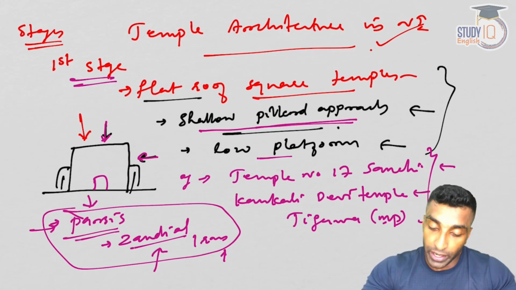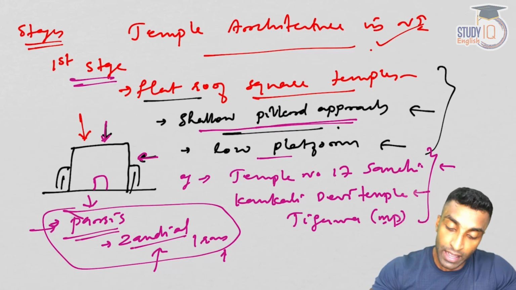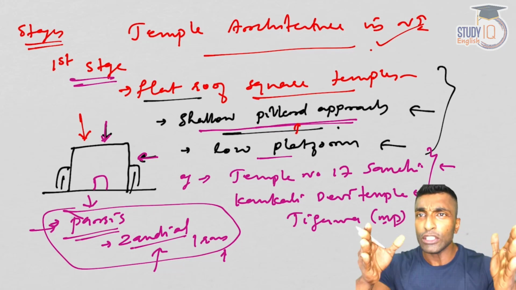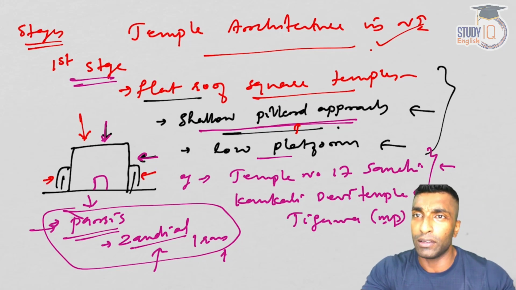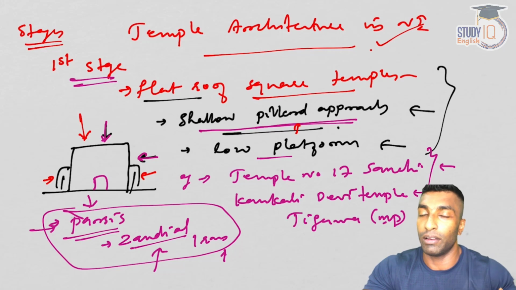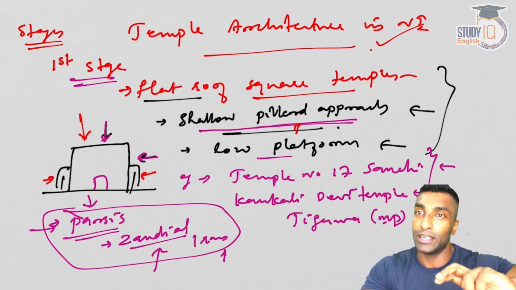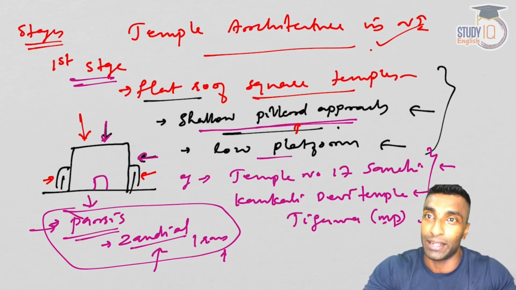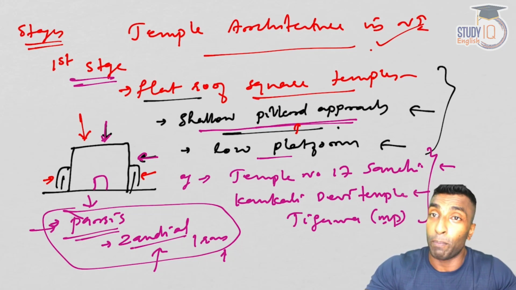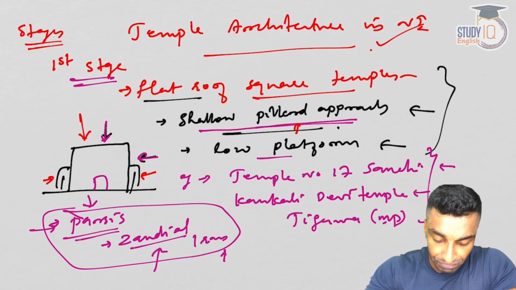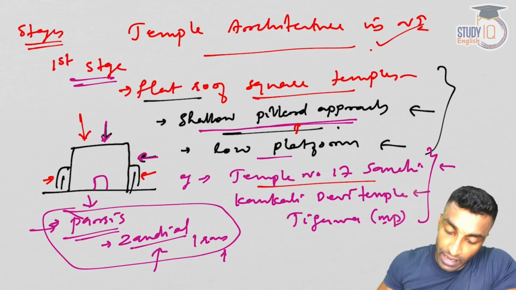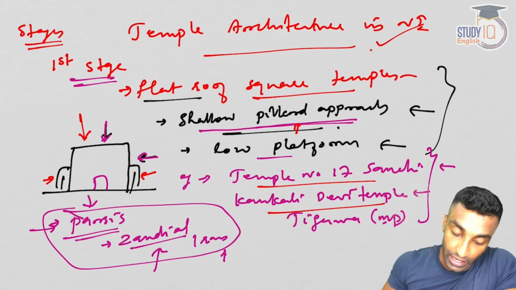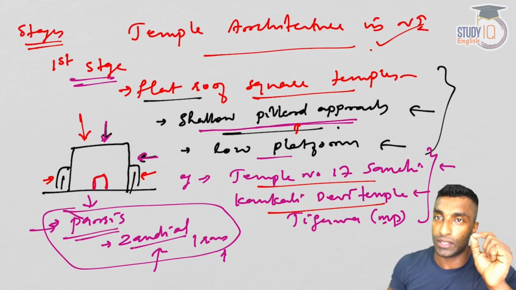So this flat roof square temple is the first stage, with a shallow pillared approach. What do you mean by shallow pillared? You can see the pillars here, but these are not in-depth pillars for strength; they are just for decoration purposes. So it is not an in-depth pillar giving strength to the structure. It is made on a low platform. Examples we can discuss for this are Temple Number 17, Sanchi, and the Kankali Devi temple, Tigawa. Just remember that. Here the deity will be kept like that. So this is the first stage.